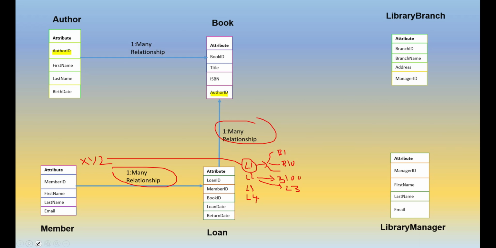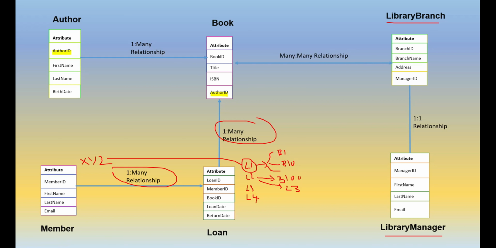Okay. So now moving on to one to one. This is again interesting, right? Why we are saying it is one to one here is that one branch can have only one manager. So this is library branch, this is library manager, right? So it's always one to one. One branch cannot have more than one manager, right? That is why we call it a one to one relationship here.